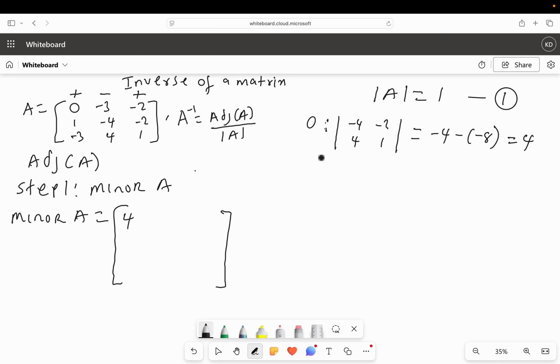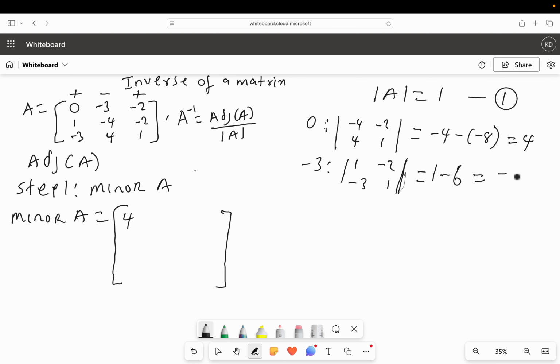Then I will go to the next element. I will have -3. So I will cancel the corresponding column and row. So I will be left with 1, -2, -3, and 1. So that will just be 1, the determinant, then minus 3 times minus 2, so I will have 6.